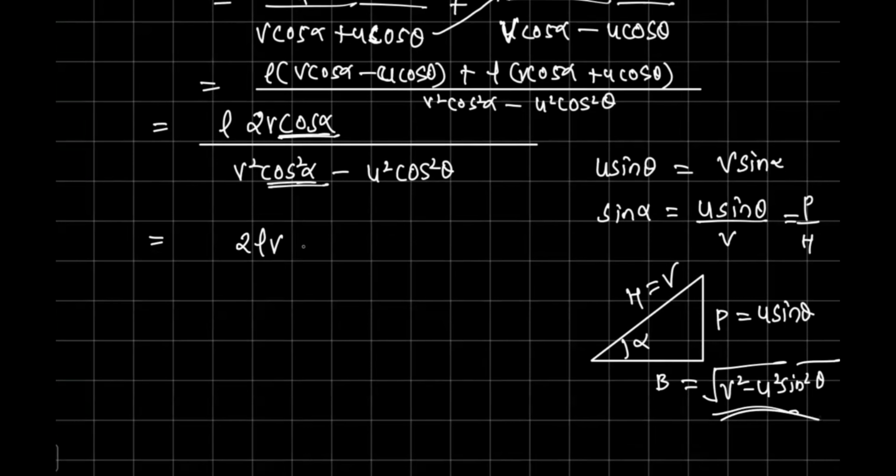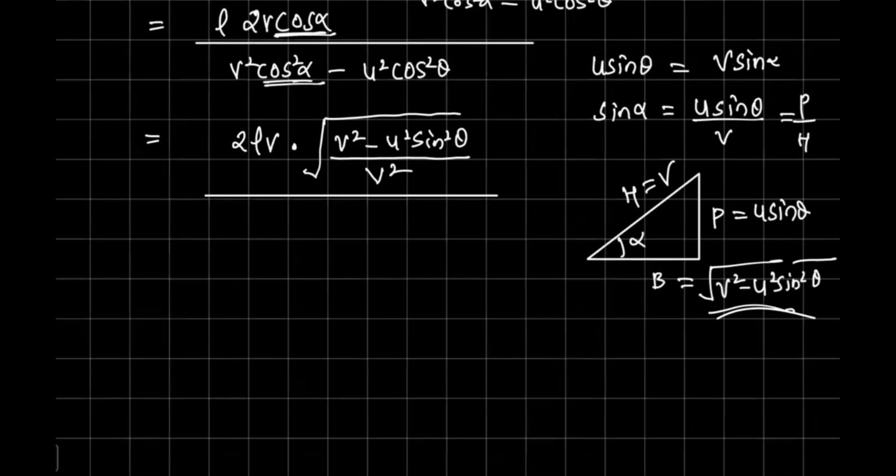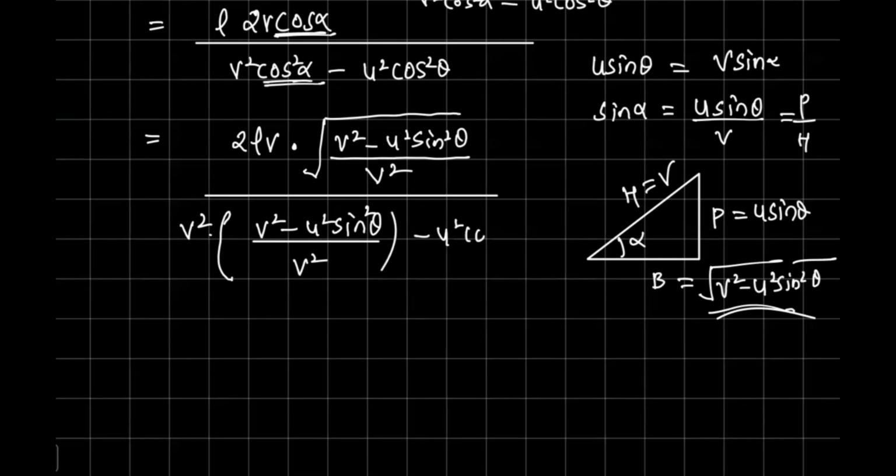What is that? Base upon hypotenuse. So what is the base? It is the square root of v square minus u square sin square theta. And what is the hypotenuse? It is v. So under the root it will become v square. Similarly, at the bottom, you can write v square. And what is the value of cos square alpha again? You can write the value of cos square alpha as v square minus u square sin square theta, so the square root will go away, divided by v square minus u square cos square theta.